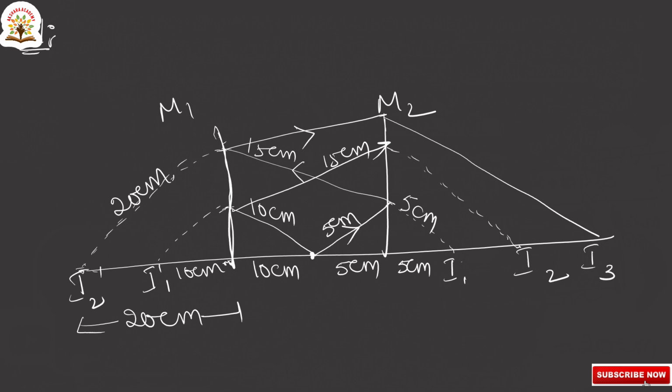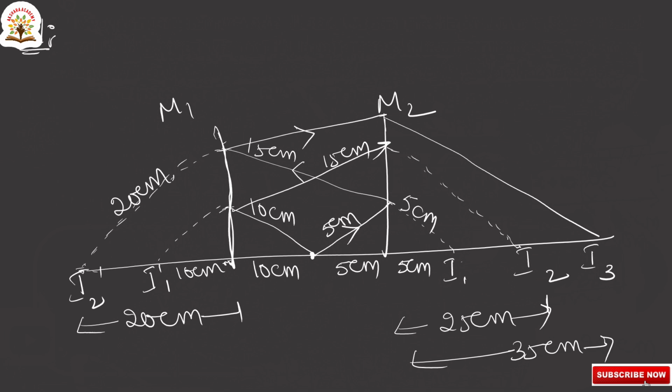So from here to here total distance 25 centimeter up to here. From here to here 25 centimeter, and from here to here 35 centimeter. Okay, now the distance of the first three images from the mirror M2 is 5 centimeters, 25 centimeters and 35 centimeters.